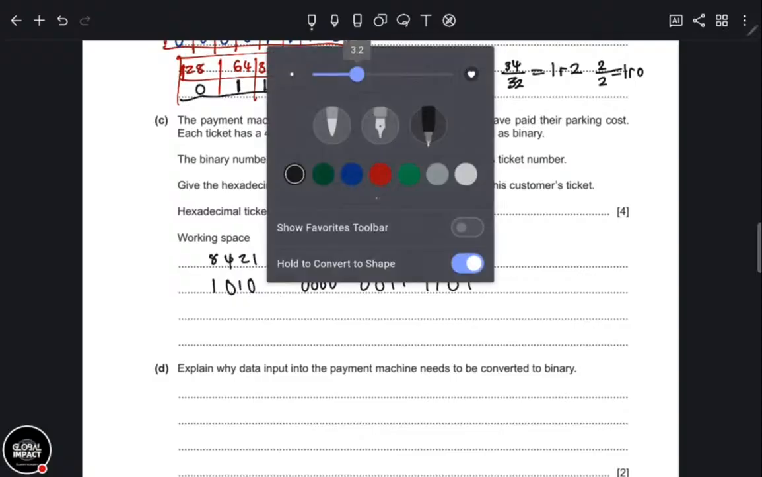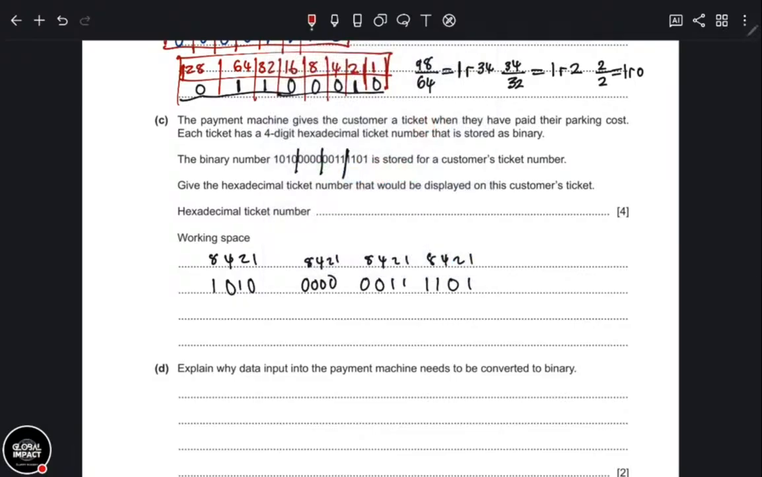Remember hexadecimal, it's 4444. Okay? Because one hexadecimal is 4 binary. So this is 8 plus 2. That's 10. Remember 10 is A. So this will be A, because it's a 10, which is an A. This one will be 0, so it is 0.